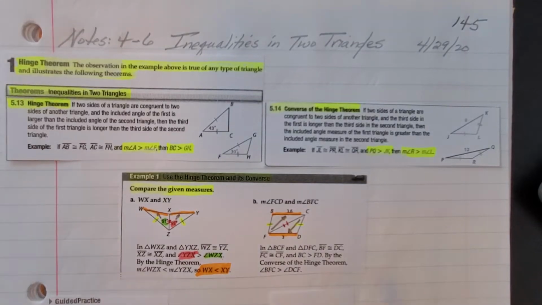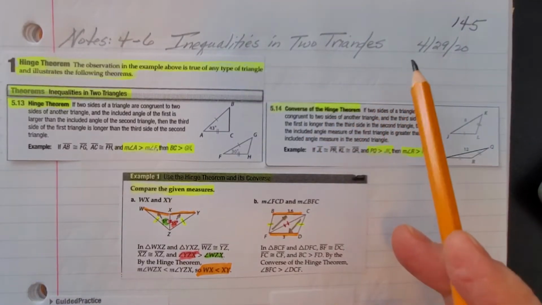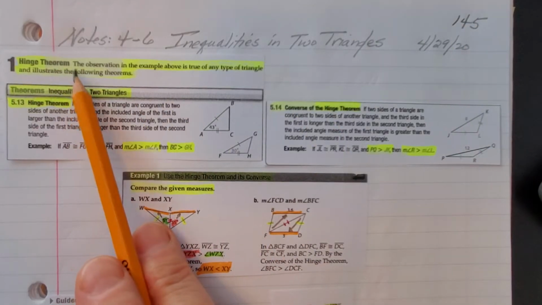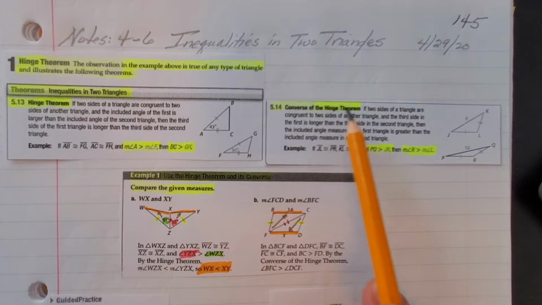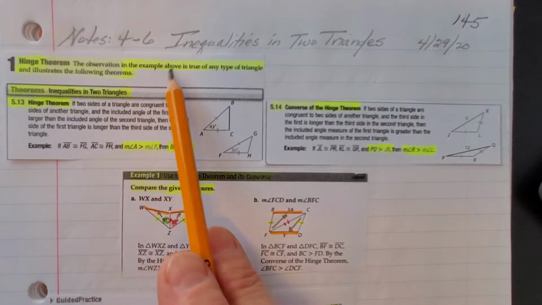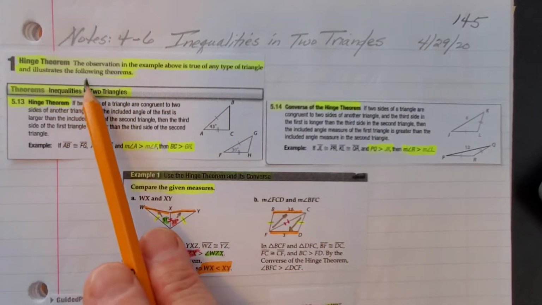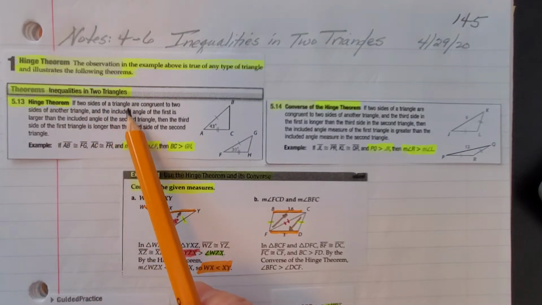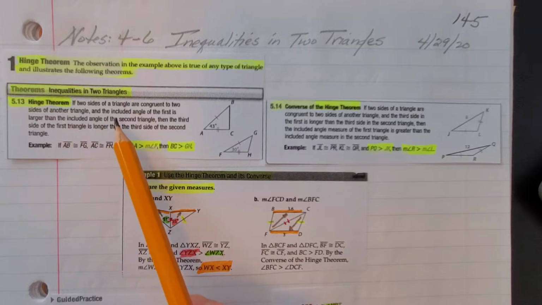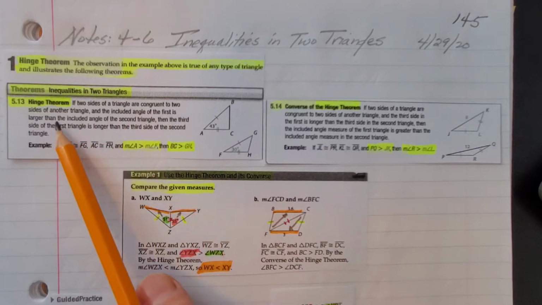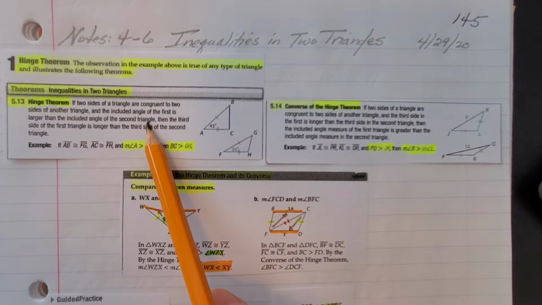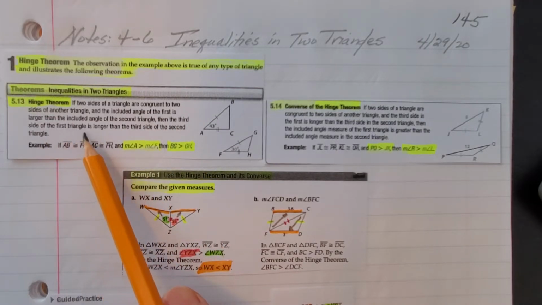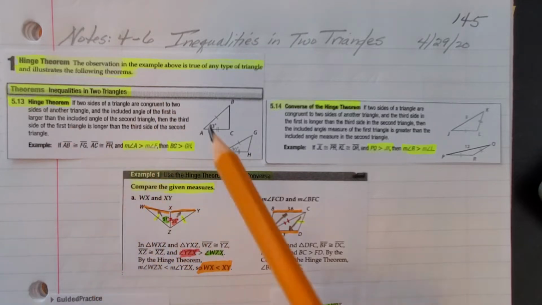Okay, this is section 4.6, inequalities in two triangles, 4-2-9, page 145, talking about the hinge theorem and the converse hinge theorem. The observation in the example above is true of any type of triangle and illustrates the following theorems. The hinge theorem says if two sides of one triangle are congruent to two sides of another, and the included angle of the first is larger than the included angle of the second triangle, then the third side of the first triangle is longer than the third side of the second triangle.